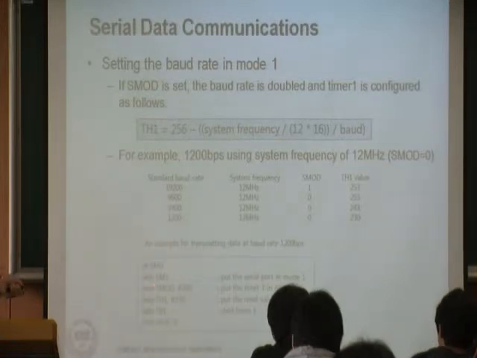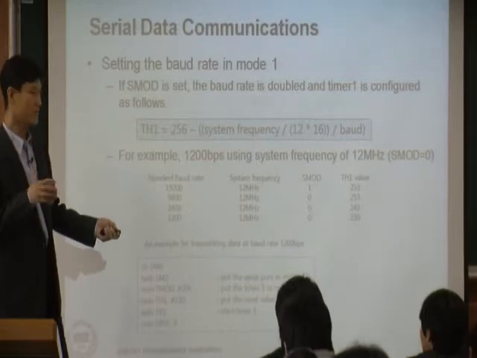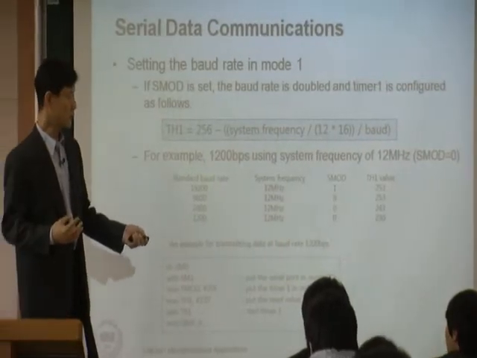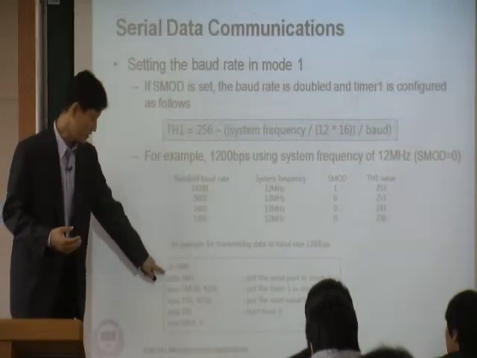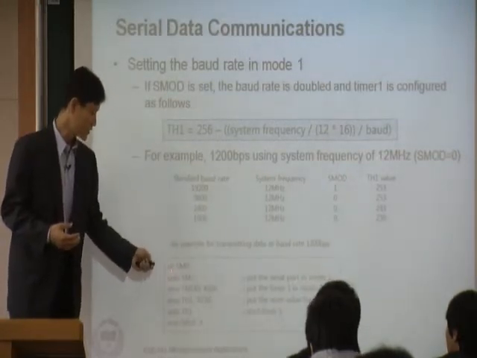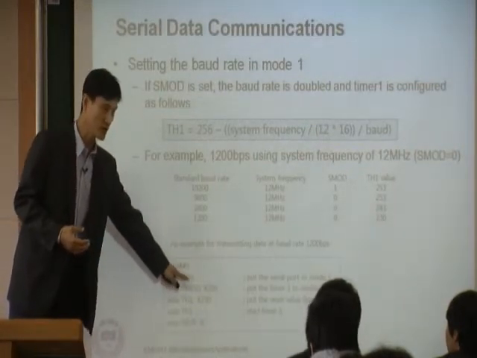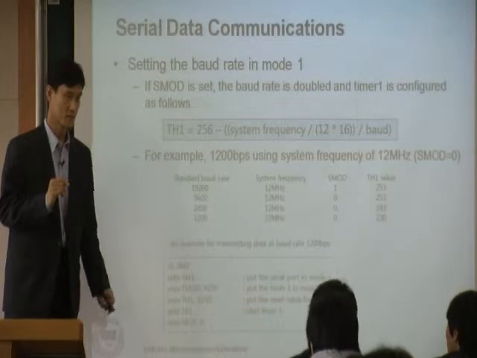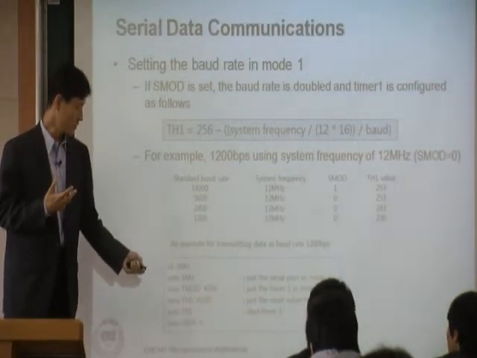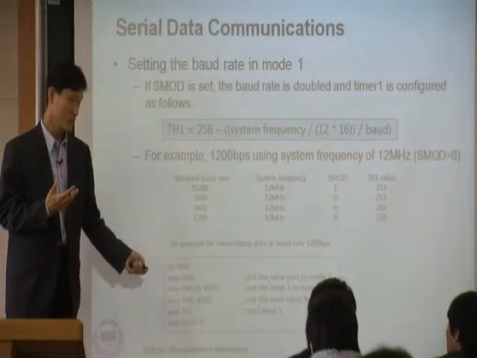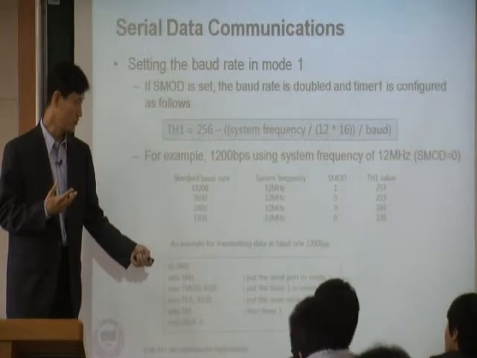So this is how you do it. This is a simple example here. This is an example to have a serial communication with a baud rate of 1200 bps. So let's see here. We want to clear and set bits. This is basically to set the mode. SM0 and SM1 set to 1 means we are selecting mode 1. So by setting these 2 bits, we are selecting mode 1. And by TMOD, we are setting the timer mode to mode 2.